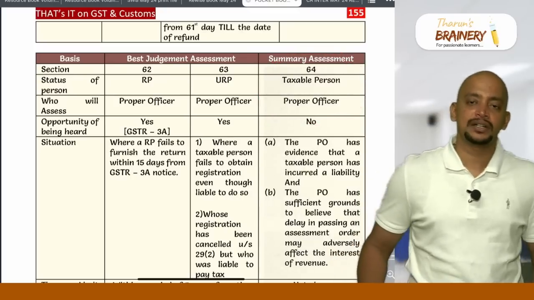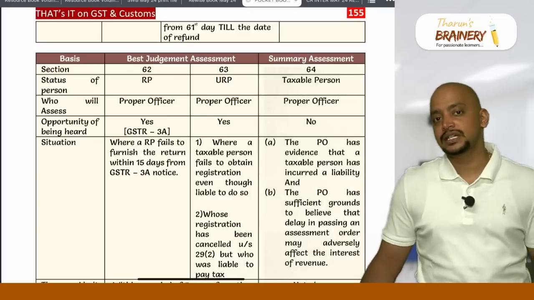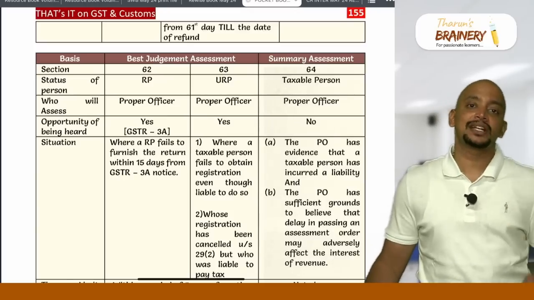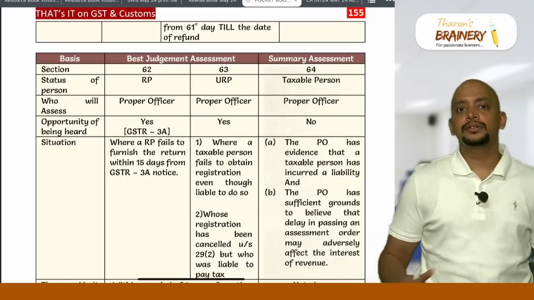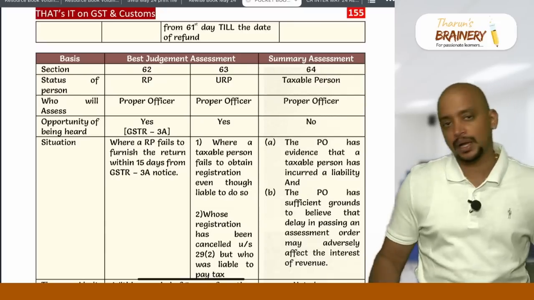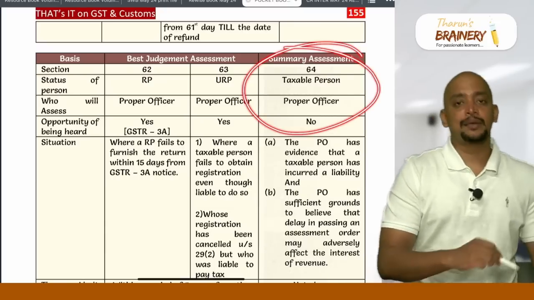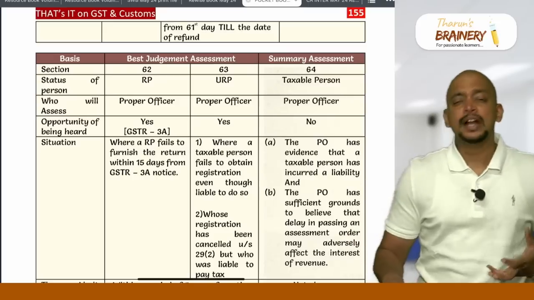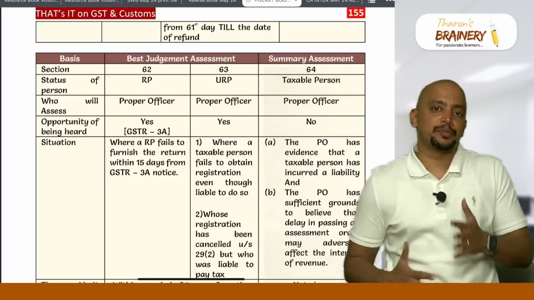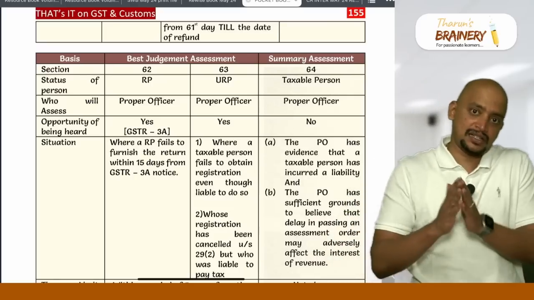Then section 64 talks about summary assessment. In case a person is evading GST and the proper officer identified that, and due to delay in passing the order the person may escape from payment of GST, then they will invoke a summary assessment order under section 64. Basically, an assessment order is for the purpose of computing the GST payable. That is about assessment.